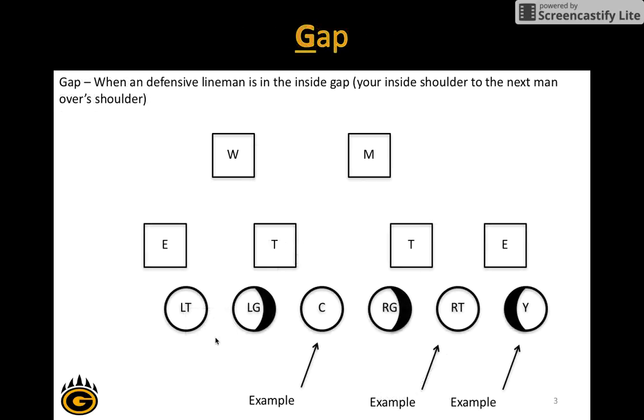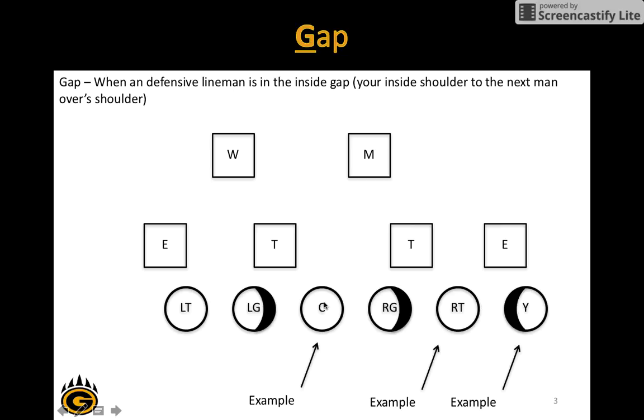Now, let's go into the intricacies of GOD blocking. So first we start with the G, which means gap. So gap is defined as when a defensive lineman is in the inside gap, from your inside shoulder to the next man over's shoulder. So let's take the center here. Again, we know the play is 16, which is going outside the shoulder of the Y. So everyone until the first puller is following GOD blocking.